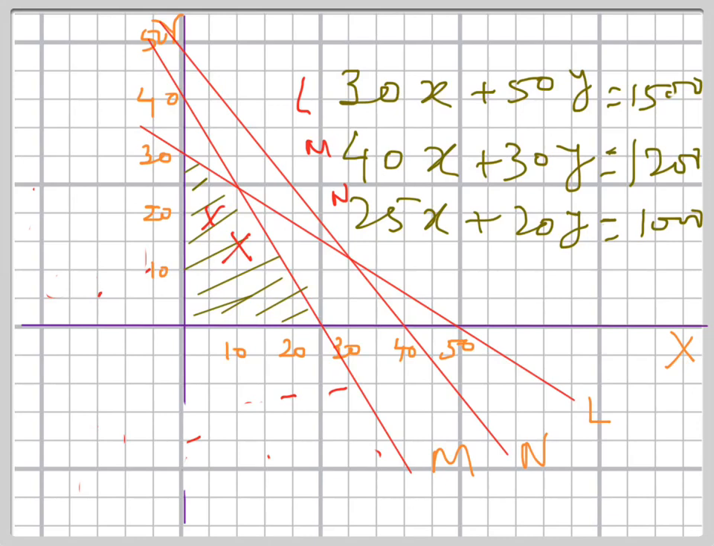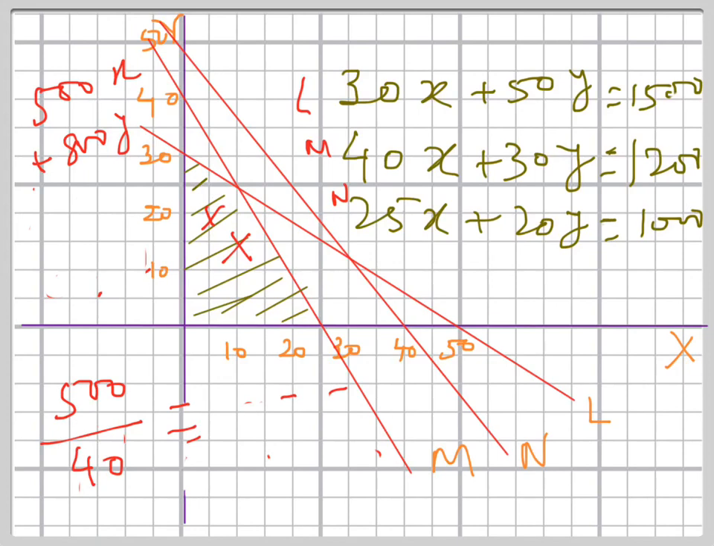Now the objective function is 500x plus 800y. Now if this has to be parallel to the M line, then you know that the coefficients should be in proportion. So the coefficient of x in the objective function line, which is 500, we will take the coefficient of x in M line, because we are making that parallel. So the coefficient of x in M line is 40, so 500 divided by 40.